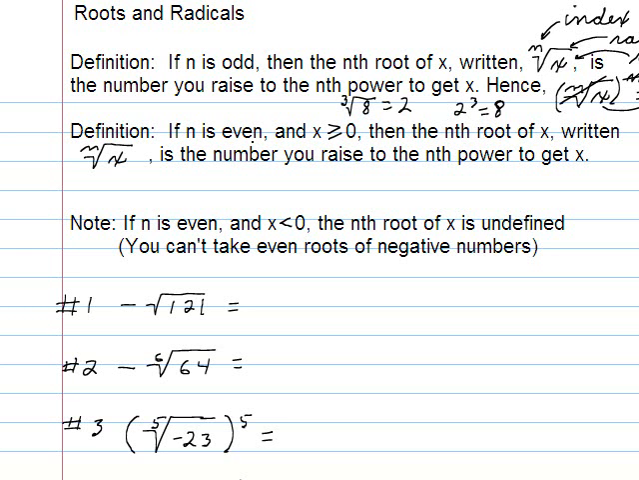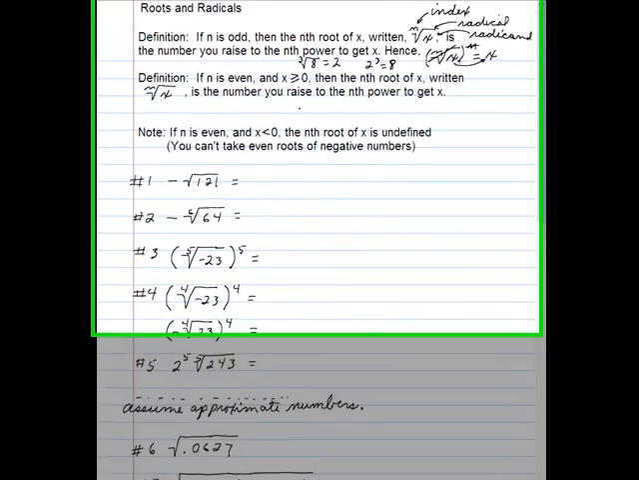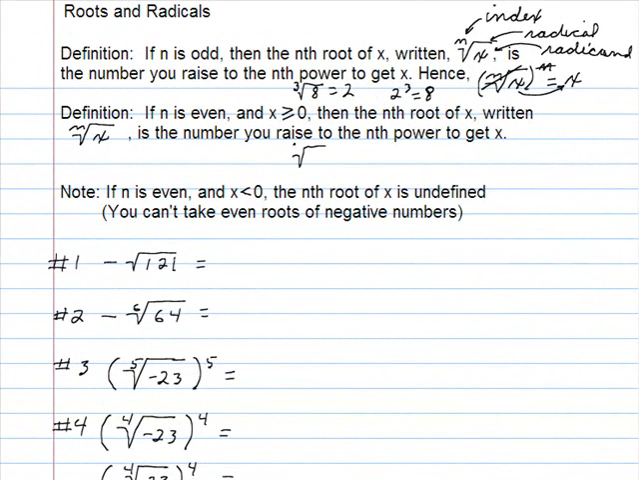How do you take an even root? Well, if n is even, and if x, the radicand, the thing in the radical, is positive, then the nth root of x, which is still written exactly the same way as you write it if it's odd, the nth root of x, there's the index, there's the radical sign, and there's the radicand, is the number you raise to the nth power to get x. So let's take an example of that. We'll take an even root, so I'll take the fourth root of 16. And that should be the number you raise to the fourth to get 16. Well, if I put 2 to the fourth, I get 16, so that number should be 2.